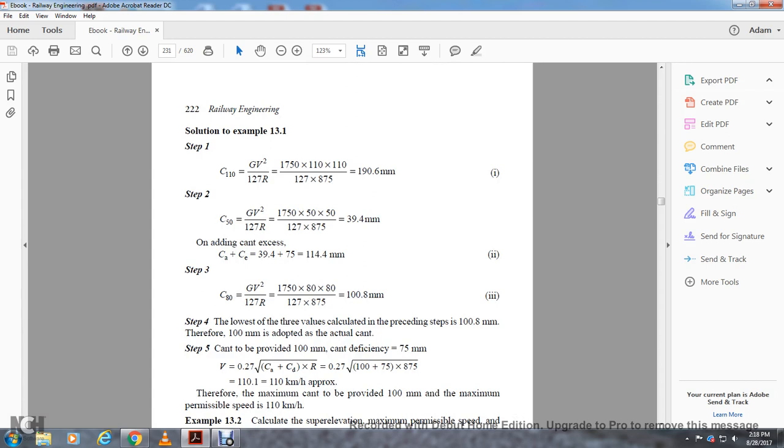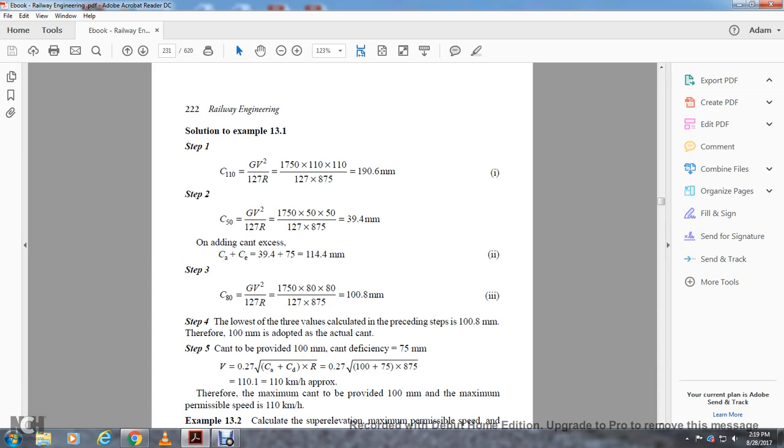C110 equals G times V squared divided by 127 R, which is 1750 times 110 times 110 divided by 127 times 875, which is 196 millimeters. Cant of 50 equals G V squared over 127 R, which is 1750 times 50 times 50 over 127 times 875, which is 39.4 millimeters. Adding the cant excess, CA equals 39.4 plus 75, which is 114 millimeters.